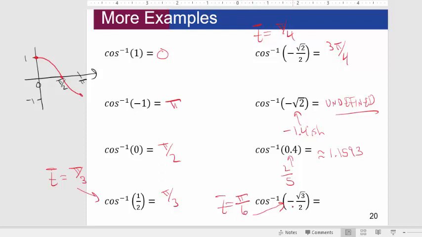But again, this is negative, meaning I'm going to be down here, so I'm going to be in the second quadrant. So which angle in the second quadrant has the reference angle of pi over 6? That was 5 pi over 6.